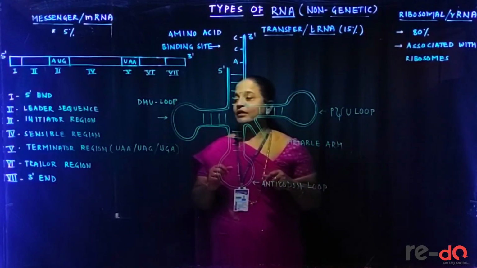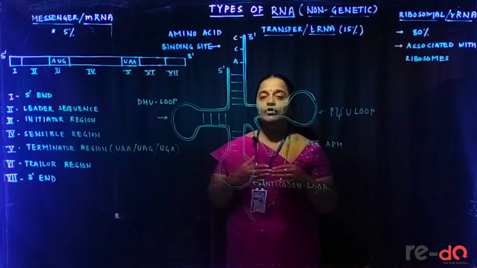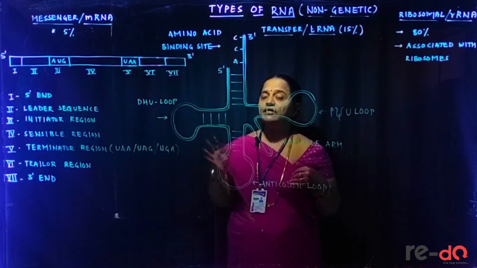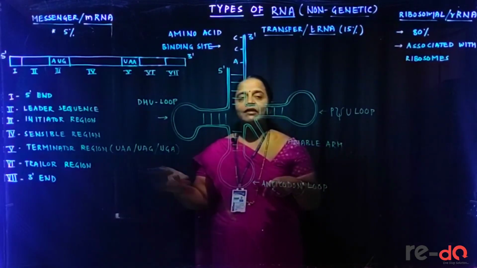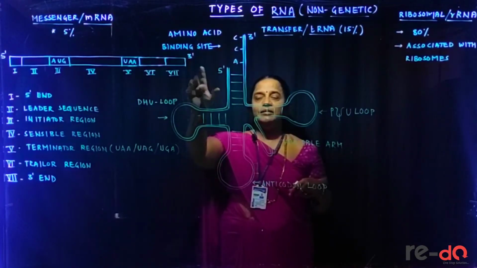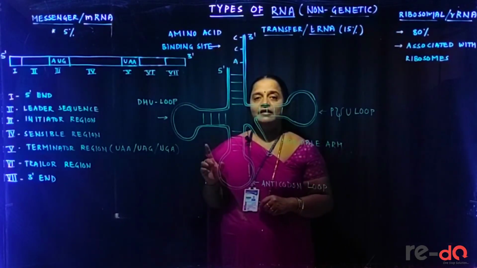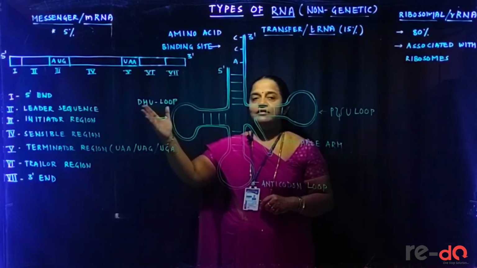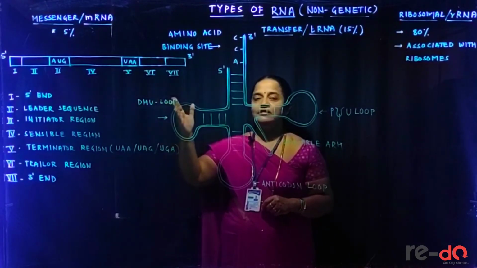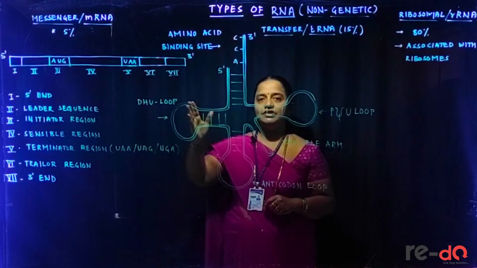After the terminator region, there is a trailer region. It will help the mRNA to release from the ribosomal units once the protein synthesis gets over. And the last, seventh region is the poly A tail, representing the 3' end. Thus, messenger RNA, which carries coded information, starts with the initiator region, continues with the sensible region, and terminates with the UAA region.